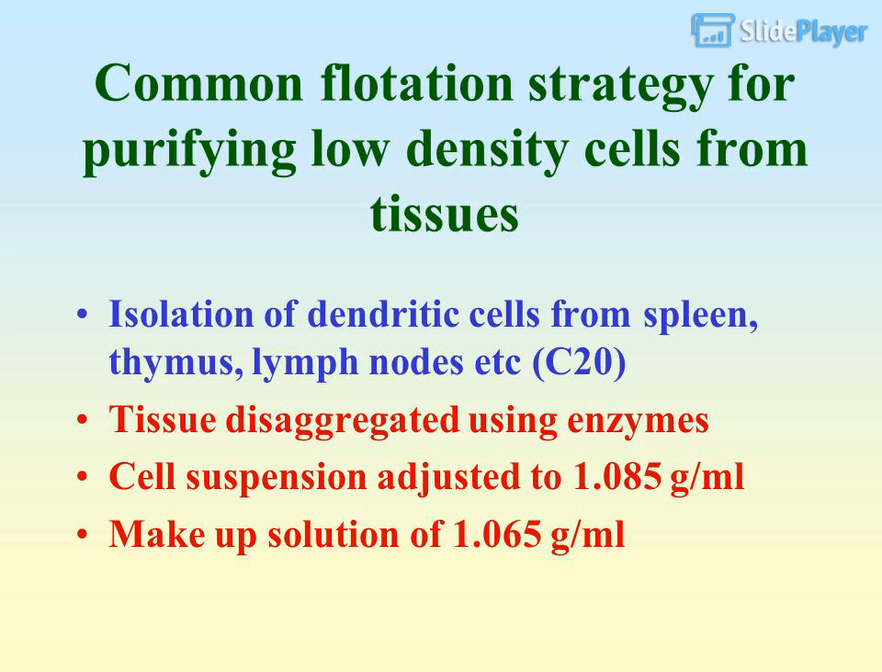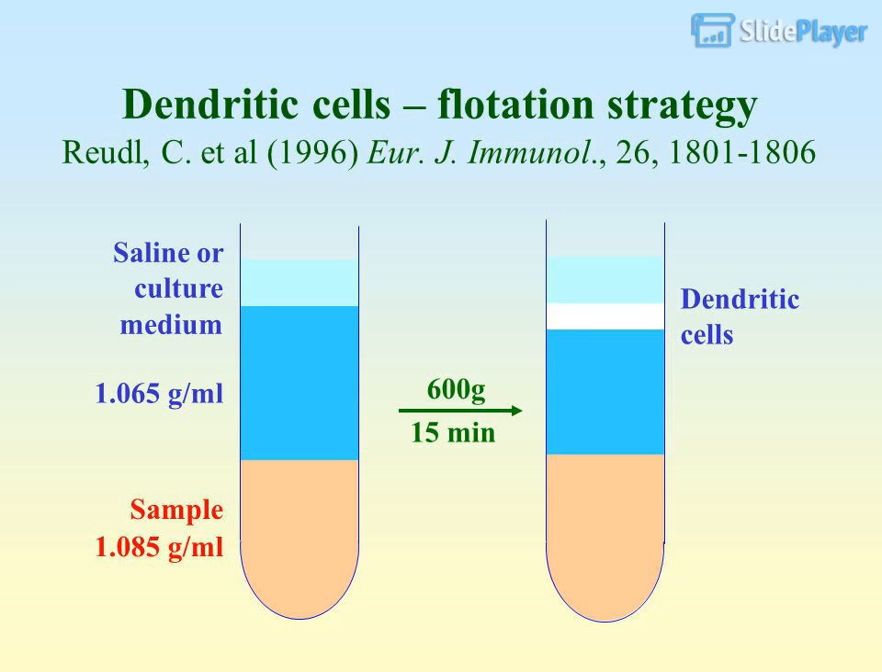Common flotation strategy for purifying low-density cells from tissues. Isolation of dendritic cells from spleen, thymus, lymph nodes etc., C20. Tissue disaggregated using enzymes. Cell suspension adjusted to 1.085 grams/ml. Make-up solution of 1.065 grams/ml. The modern flotation technique that was developed for the isolation of human monocytes has been recently adapted to the isolation of a large number of low-density cells. One of the most widely used applications is the purification of dendritic cells from tissues by the method shown in this slide. Dendritic cells, flotation strategy.